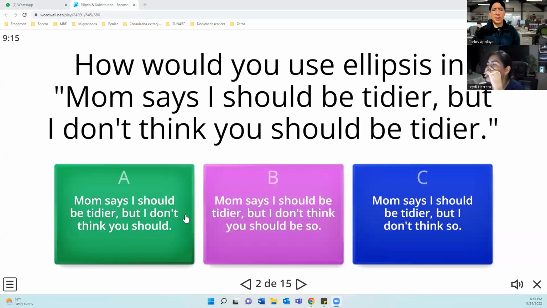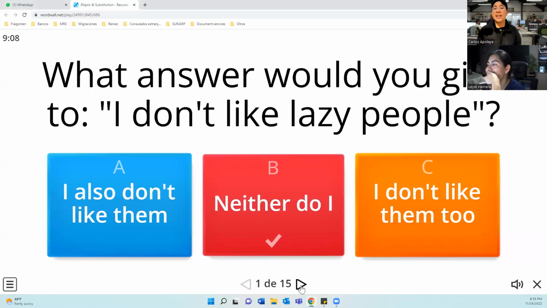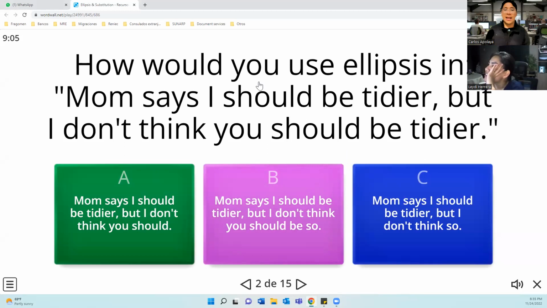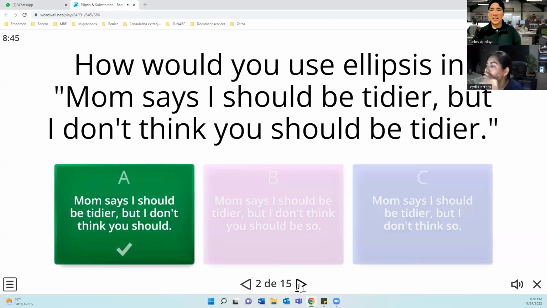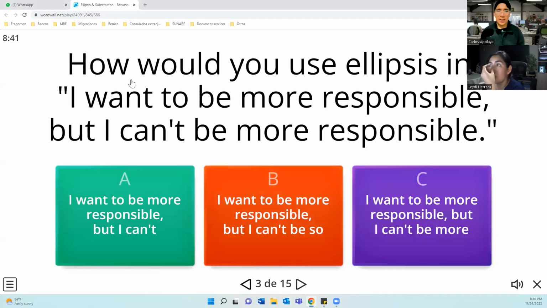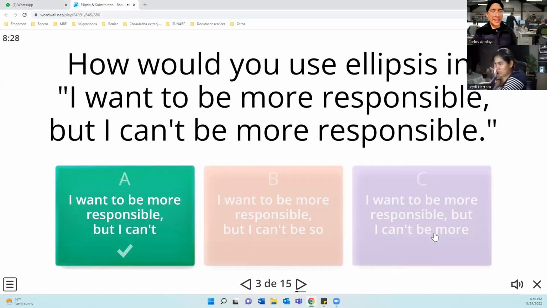Okay, yeah, now. Okay, number one, you did it right, didn't you? Yeah. Okay, number two, yes, "neither do I," of course, negative. Next, "Mom says I should be tidier." "I don't think you should be." But "I don't think you should be tidier." Yes, letter A, "but I don't think you should." Okay, next. Ay, se pasó. "I want to be more responsible, but I can't be more." Yes, okay, "but I can't."